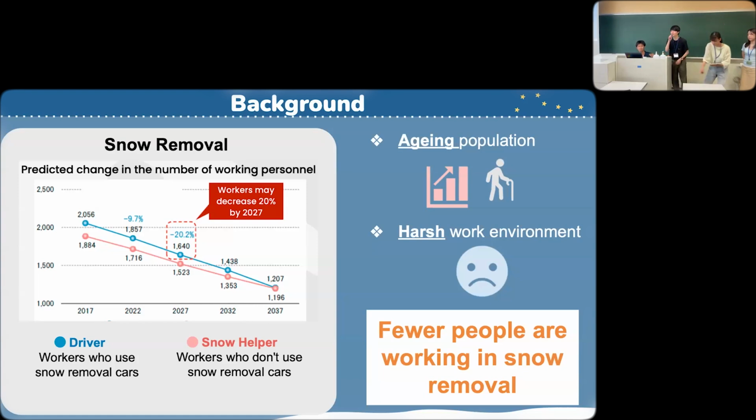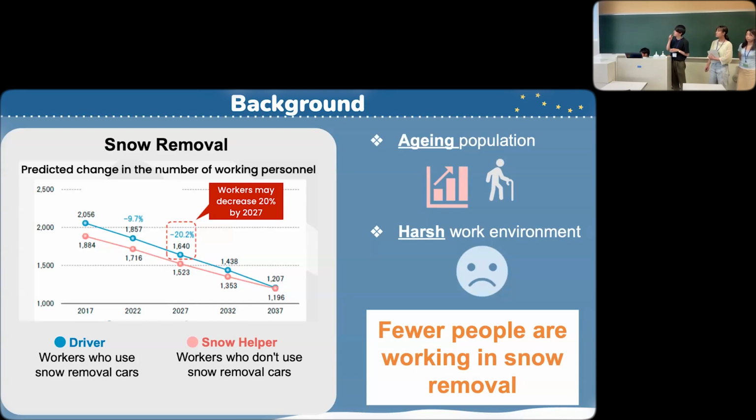Let me start with the background. Please see this figure. This figure shows the evolution of the number of snow removal workers. The blue graph corresponds to drivers, and the red graph corresponds to snow helpers. Here, drivers means workers who use snow removal cars, and snow helpers means workers who don't use snow removal cars.